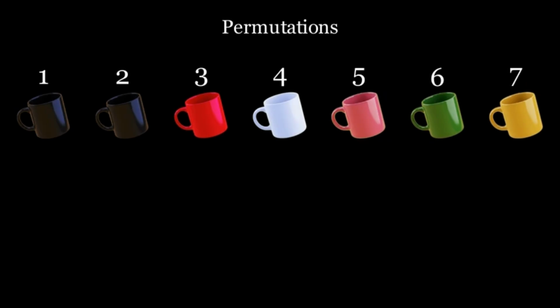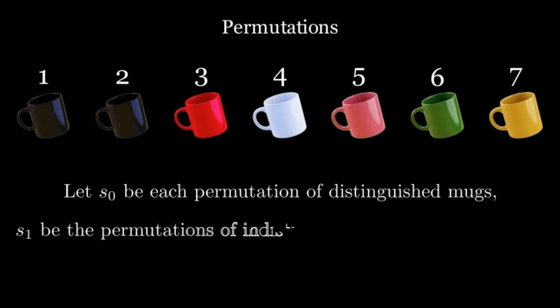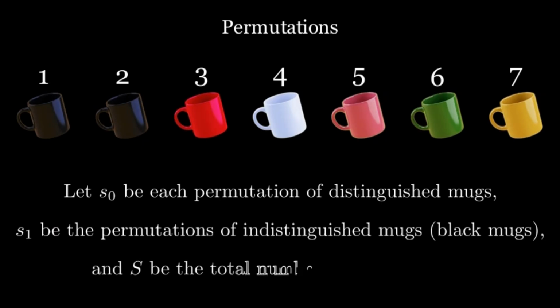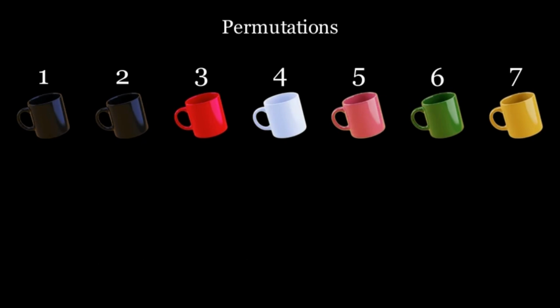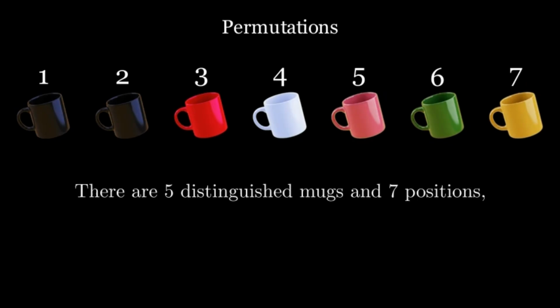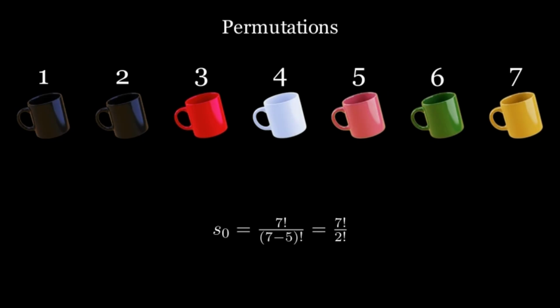So let's start building our equation. Let S sub 0 be the permutation of distinguished mugs. Let S sub 1 be the permutation of the indistinguished mugs, and capital S will be the total number of permutations. First, we count the number of distinguished mugs. In our case, there are 5: red, white, pink, green, and yellow. But keep in mind, there are 7 positions to consider, so the number of ways to arrange the distinguished mugs is 7 factorial divided by 2 factorial.